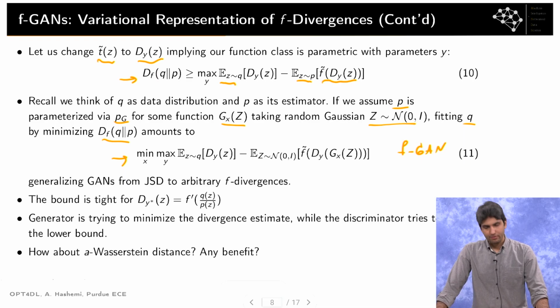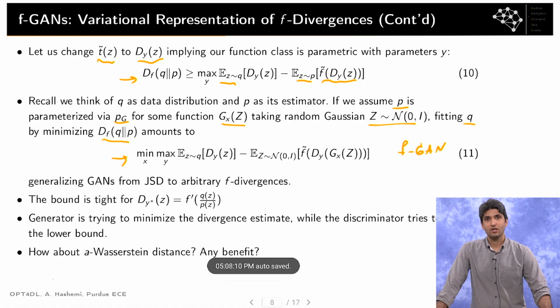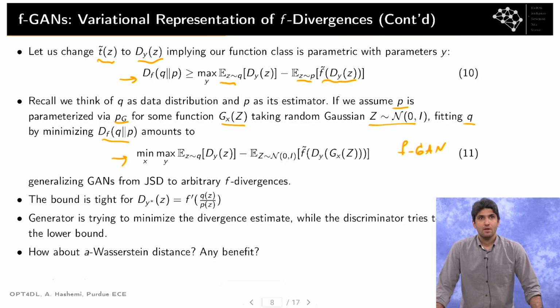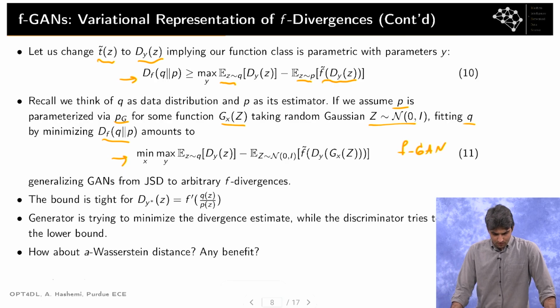And basically, this idea shows, first of all, the connection to variational inference to some extent, and under some restrictions, and secondly, it provides a systematic way to generalize the objective for GAN training to other notions of divergences, not just Jensen-Shannon divergence. Okay. All right.